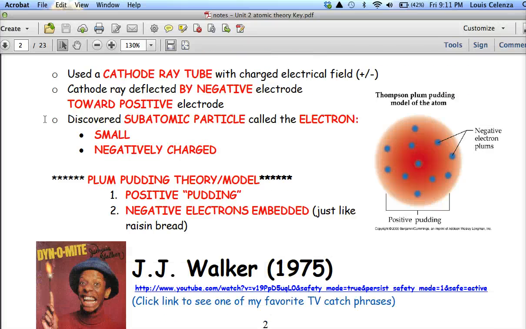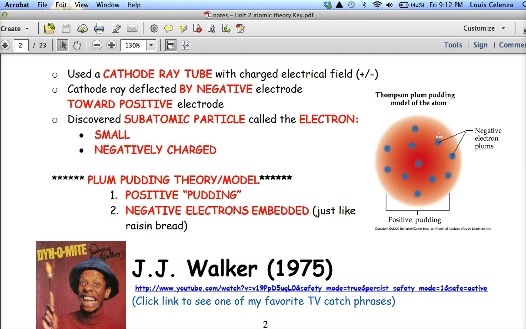His model became known as the plum pudding model. And here's a sort of a diagram of his model on the right-hand side. The way that they describe it is that you see these blue circles. Those would represent the electrons embedded in the atom. And the orange part would be positively charged matter.